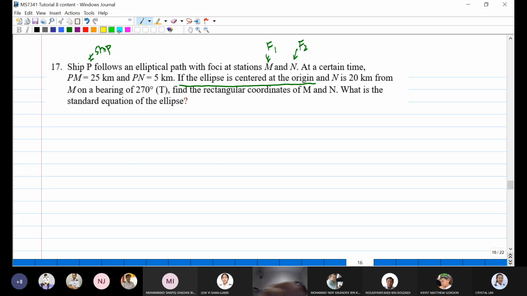N is 20 kilometers from M. This is how far away, yeah? On the bearing of 270. What does it mean?